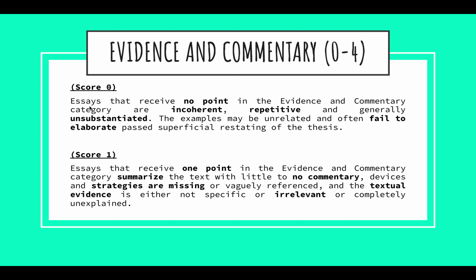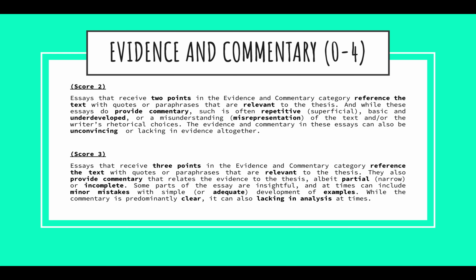To get a 1, we're not going to bother with this one. To get a 1, you have to summarize the text and offer very little commentary. That's it. There's no strategies, there's no devices. It's just, I read the text and here's what the text did. Great, that's awesome, right? But this is a writing exam, not a reading exam. So we don't necessarily want to know how well you can read, although that's important for writing the response. But we want to know that you are able to understand the rhetorical choices at play and write about them, comment on them, analyze them.